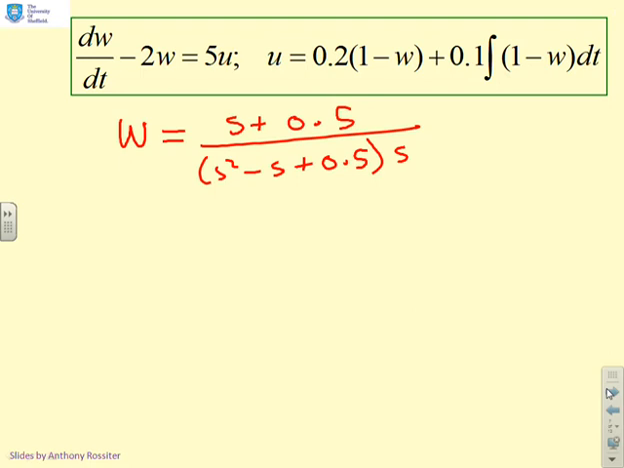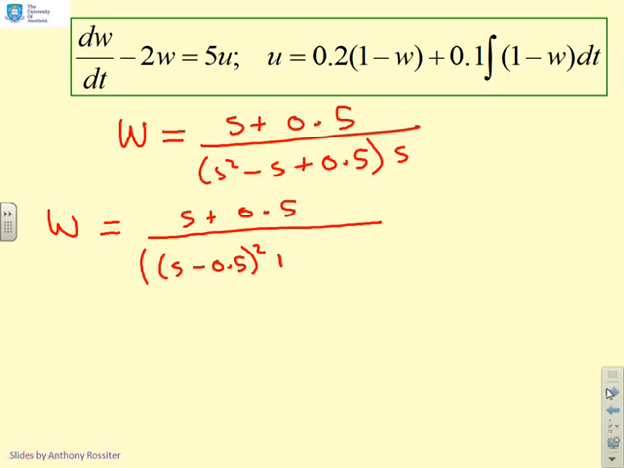Now what I've got to do next is say, okay, what forms in the table does this represent? And you'll notice this denominator factor, the quadratic factor, represents something with complex roots, sine and cosine. So I'm going to put down what you've actually got. You've got w equals s plus 0.5, and if you put it into this quadratic factor rule, you've actually got s minus 0.5 squared plus 0.5 squared. There's your classic exponential times sine and cosine form.